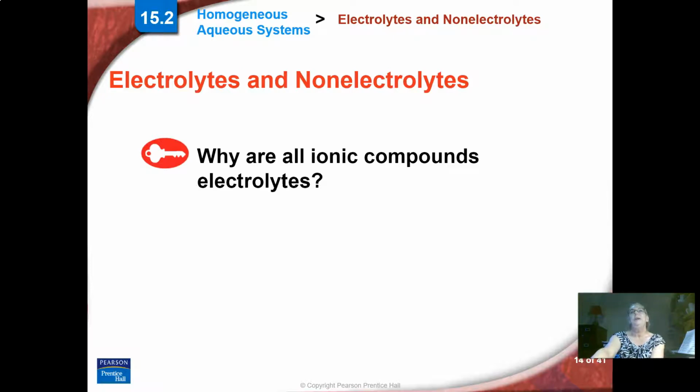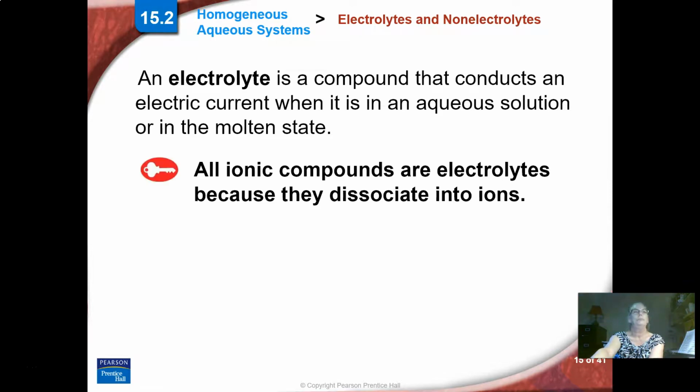Changing topics a little bit, ionic compounds like the salt we were talking about are called electrolytes because, like the pickle, the pickle juice has negative and positive ions in it, and it will allow electricity to run through it. So an electrolyte is a compound that lets electric current go through it in an aqueous or molten state. That means where you have a solid and you heat it up. So all ionic compounds are electrolytes because they dissociate into ions. So electrolyte means electricity will run through it.